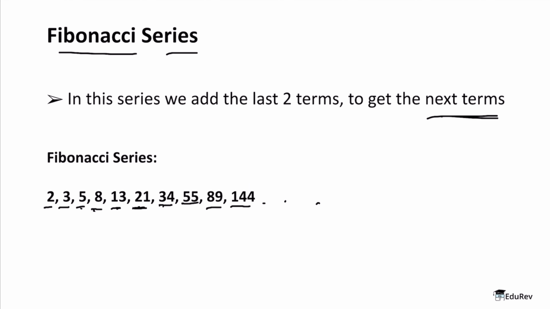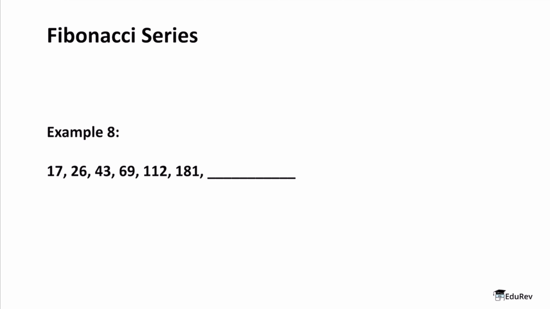Now when we understand what the Fibonacci series is, it is easier to understand these questions and see the pattern if it is being formed in a number series question. Let's have a look at it. In example number 8, we can see 17, 26, 43, 69, 112 and 181. Let's do a difference method because the series is not increasing at a very fast rate. So here the difference is 9. Here the difference is 17. Here it's 26. Here the difference is 43, and here the difference is 69.